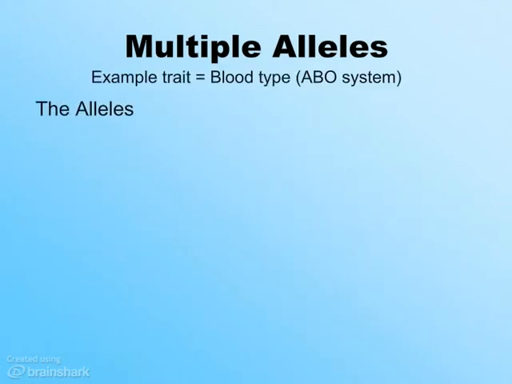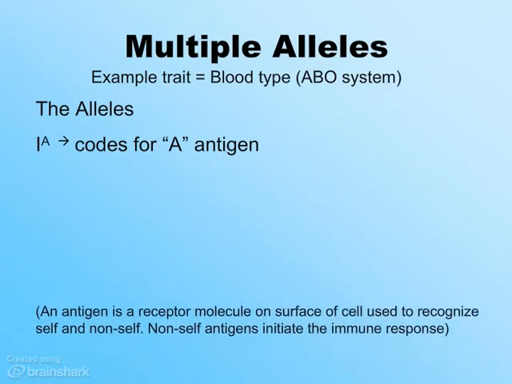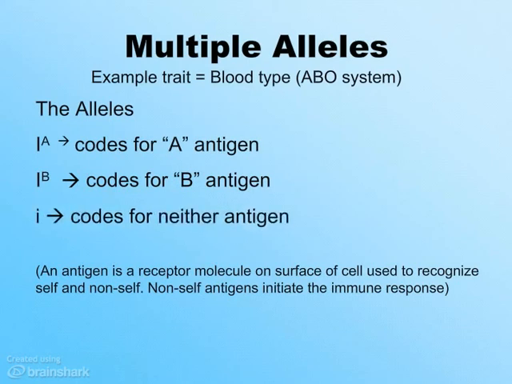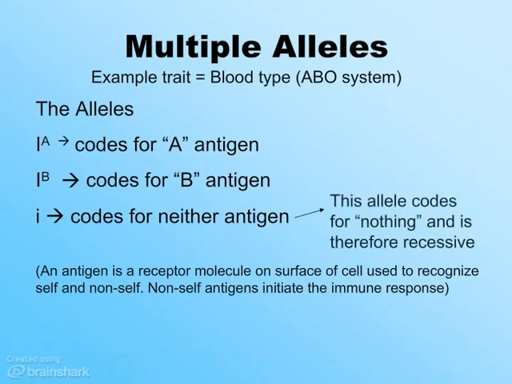To get a better feel for how multiple alleles plays out in the ABO blood typing system, let's look at some of the alleles that are possible. The capital I with a superscript A indicates the allele that codes for the A-type antigen. Just a little reminder of what antigens are: those receptor molecules on non-self cells. So we can have an A-type allele, we can also have a B-type allele that's going to code for the B antigen. In the case of multiple alleles, we have that 3rd allele. In this case, it's a recessive one. This recessive allele doesn't code for either antigen. As you'll remember, that's how recessive traits work.